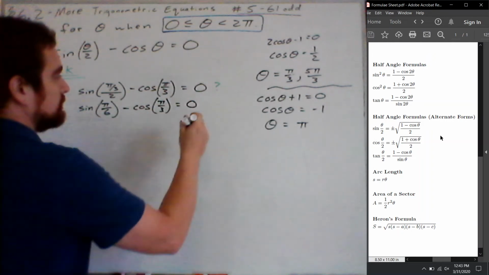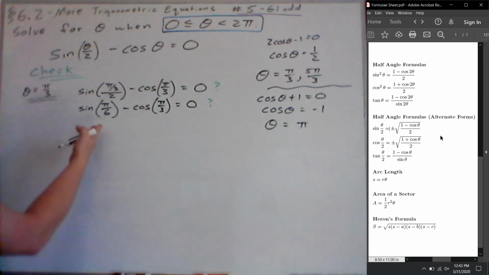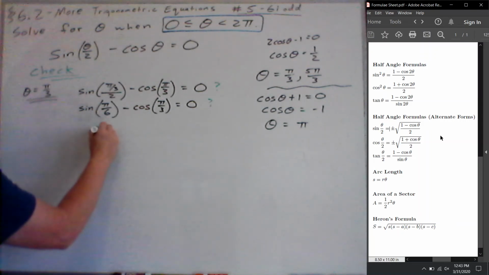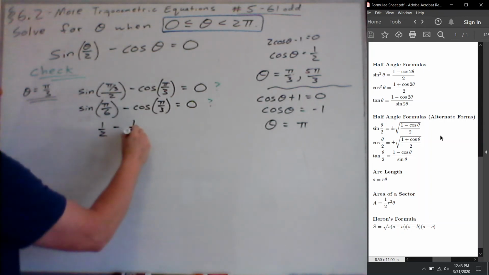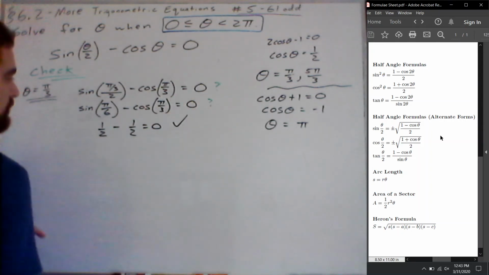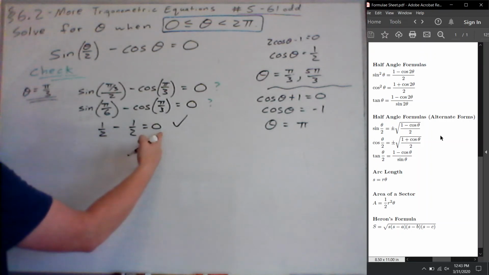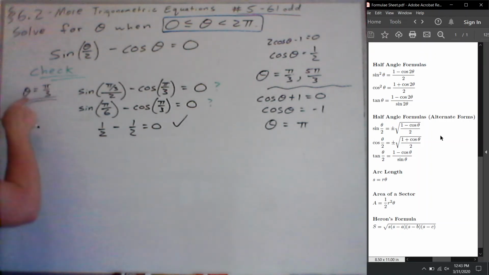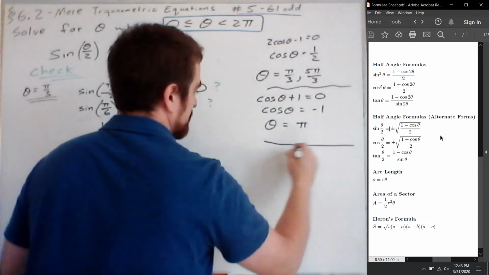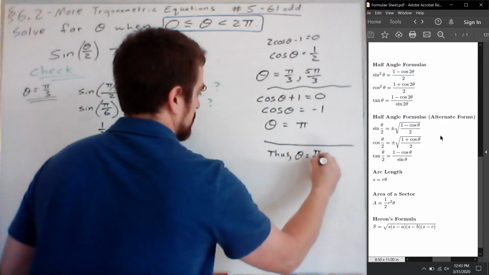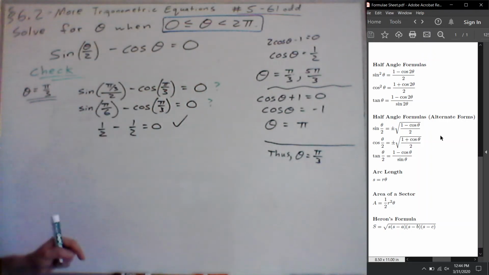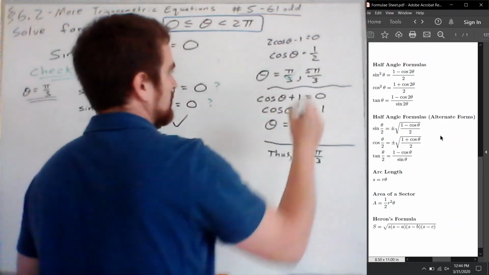So is this really 0? Well, sine of pi over 6 is 1/2, minus cosine of pi over 3, which is 1/2. Yeah, this one actually works out. 1/2 minus 1/2 is 0. So if this is a good solution, I'm going to keep it. Theta equals pi over 3, but maybe 5 pi over 3 works as well.